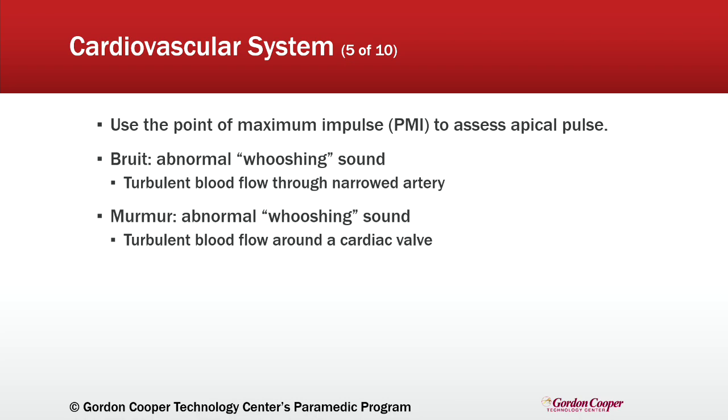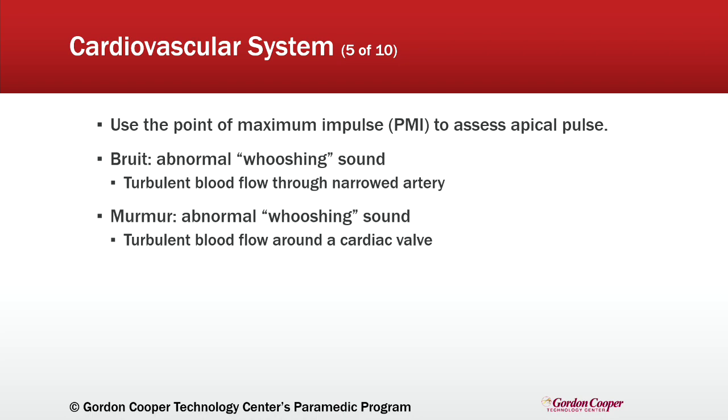Feel the chest wall to find the point of maximum impulse, and try to appreciate the apical pulse. Palpate for any lifts or heaves, a very strong heartbeat in the chest wall, which suggests hypertrophy. So if you have a really strong pounding feel through the chest wall, there could be some hypertrophy going on. It could be an enlarged heart. Be aware of any thrills, which are humming vibrations.